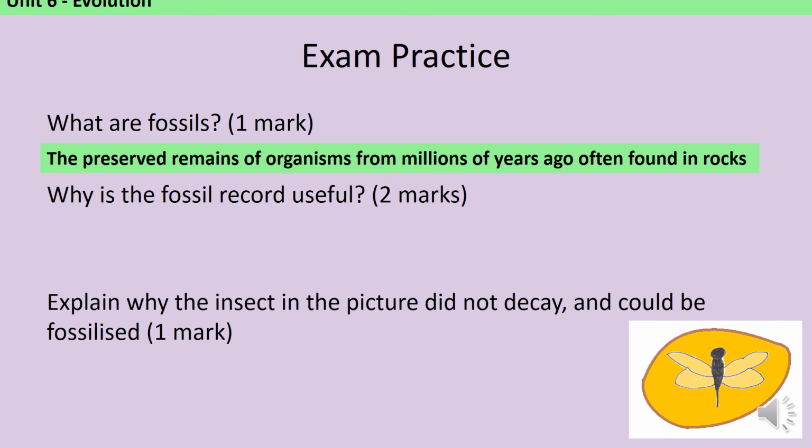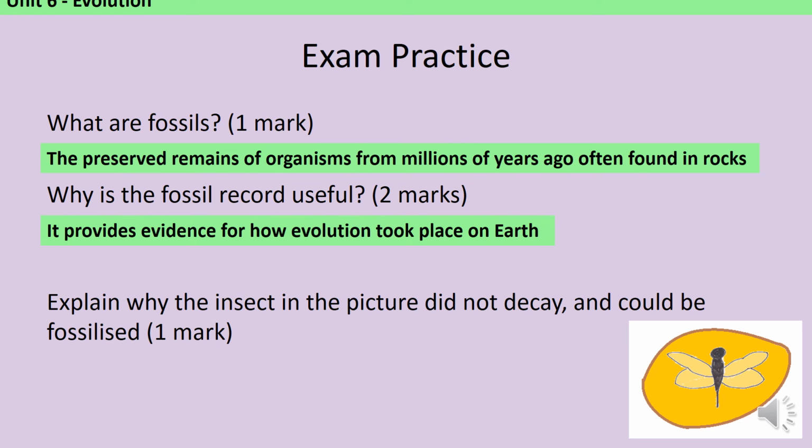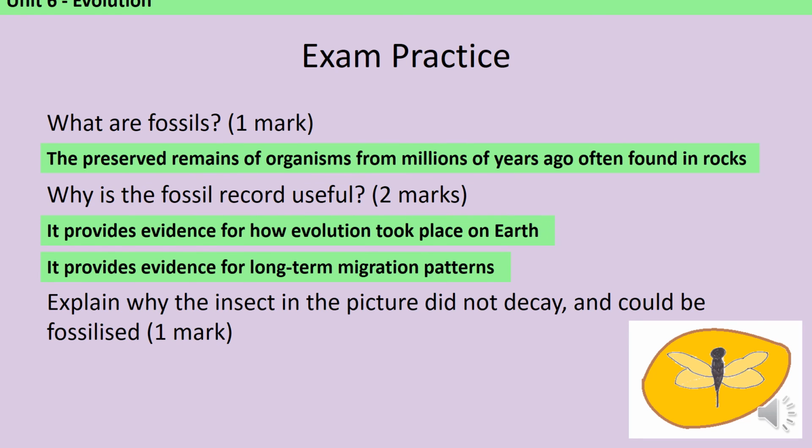Fossils are the preserved remains of organisms, tending to be from millions of years ago and often found in rocks, although not always. The fossil record is useful to us because it provides evidence for evolution and also because it provides some evidence for long-term migration patterns. The insect in this picture was able to be fossilised because it didn't decay, and the reason for that would either be that there were few decomposers or that there was limited oxygen.